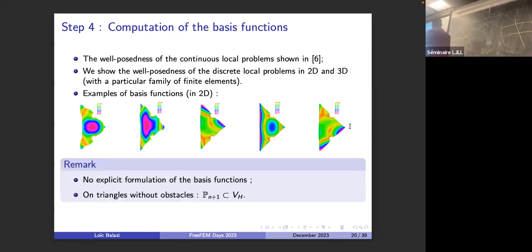For example, we have basis functions defined in the space. And we have to note that we have no explicit formulation of these basis functions. We have only the numerical values. But we can make a remark about this. We can say that, for example, on a triangle, if we have no obstacle, P1 plus the polynomial of order n plus 1 is included in VH.